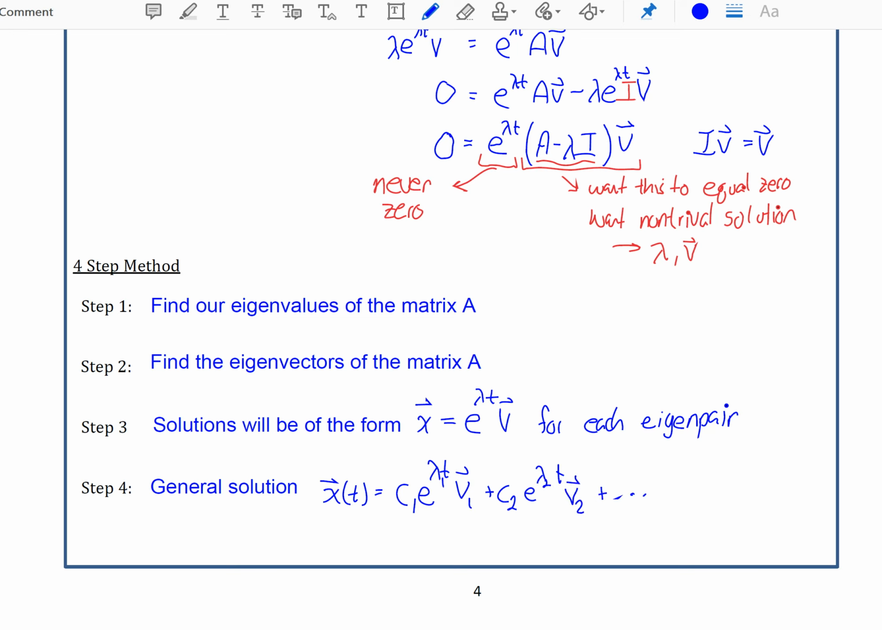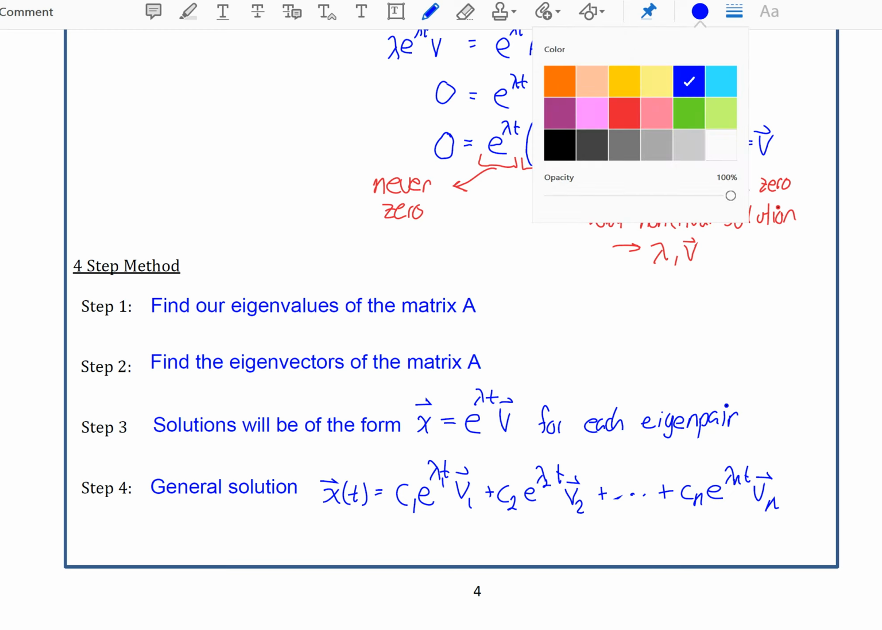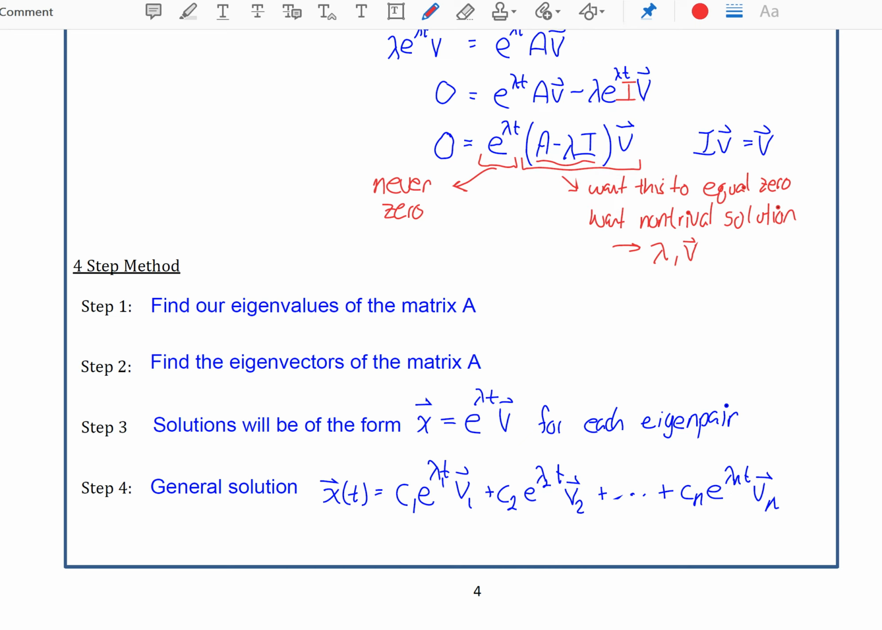Now in general, we could have a system of equations with n different solution pairs. However, in Chapter 2, we will be focusing on two-dimensional solutions, or two-dimensional systems of equations. So our solutions will look more like C1 e to the lambda t v1, C2 e to the lambda t v2. So this will be the form of our solutions.